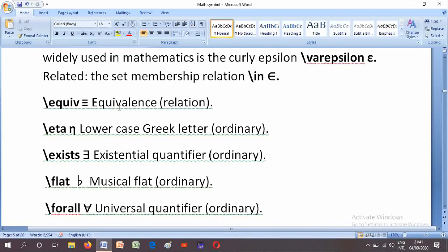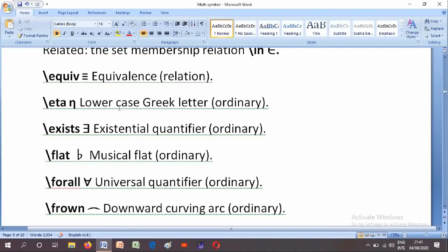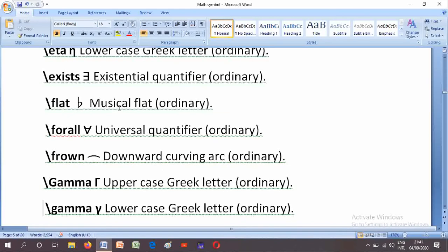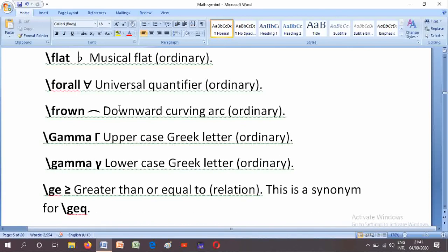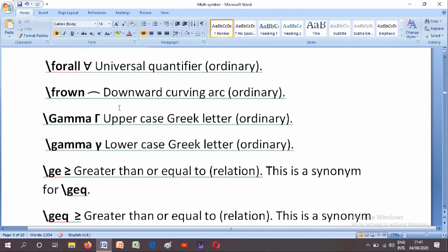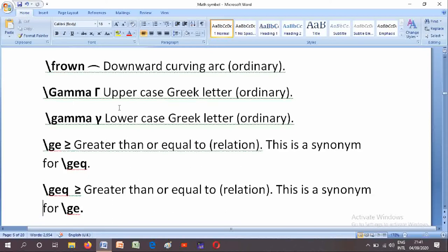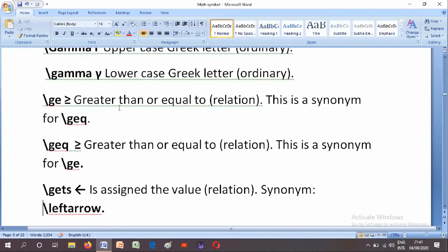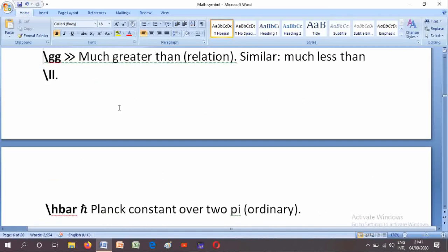Existential quantifier, ordinary. Backslash flat, musical flat, ordinary. Backslash forall, universal quantifier, ordinary. Backslash frown, downward curving arc, ordinary. Backslash Gamma, uppercase Greek letter gamma. Backslash gamma, lowercase Greek letter gamma. Greater than or equal to, similarly backslash geq, and backslash ge, greater than or equal to, its synonym is ge. And backslash gets, is assigned the value of, relation, synonym is leftarrow. And backslash gg, much greater than, relation, and similar is backslash ggg.